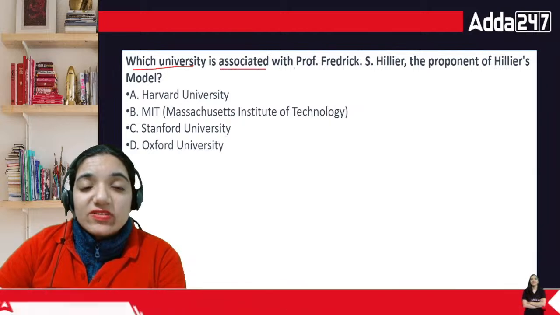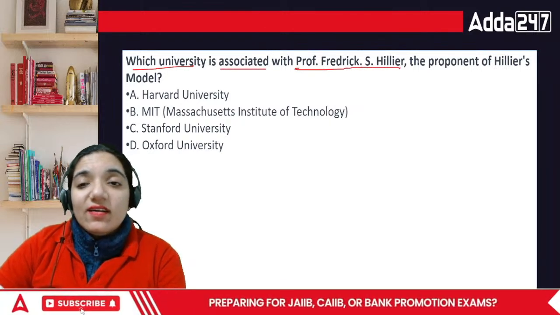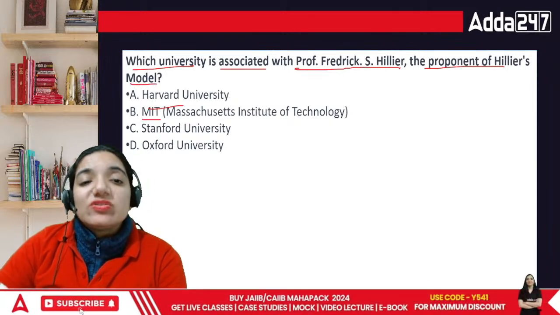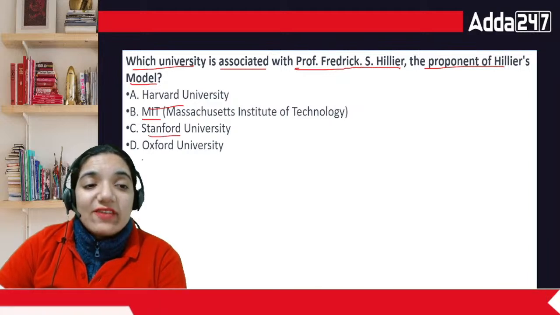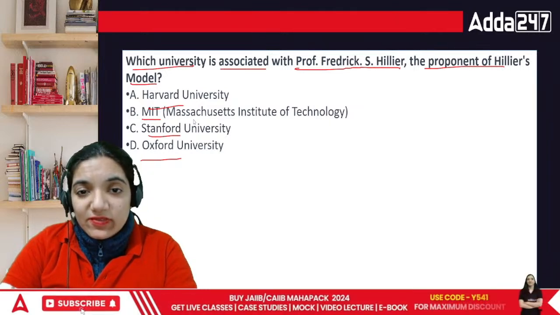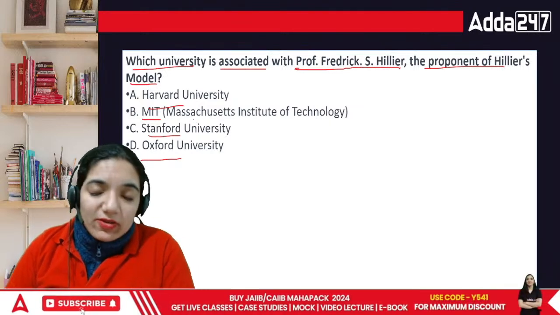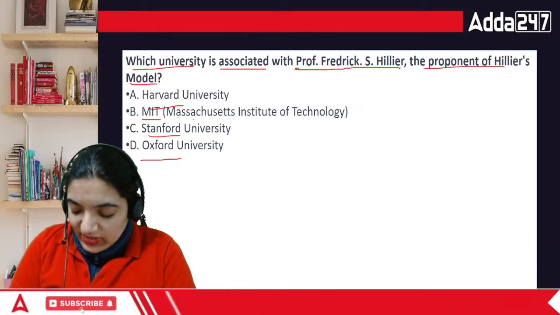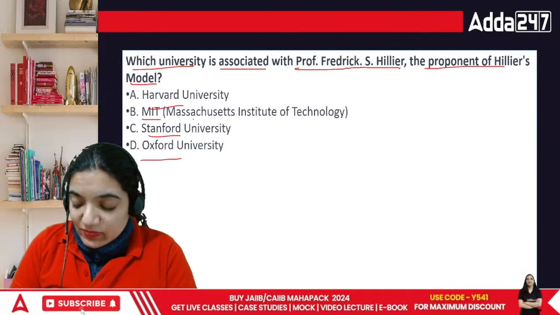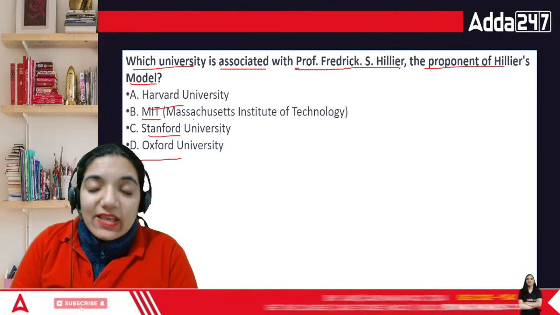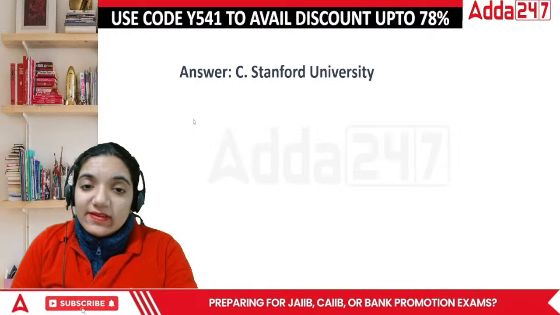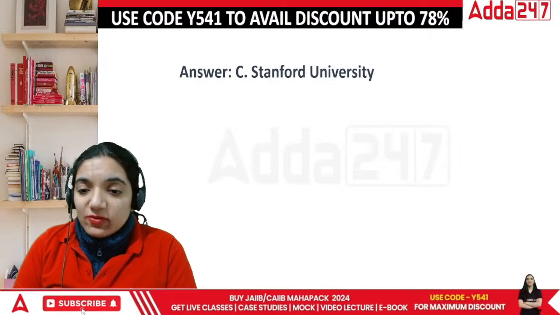Which university is associated with Professor Frederick S. Hillier, the proponent of the Hillier model? Harvard University, MIT, Massachusetts Institute of Technology, Stanford, or Oxford, everyone? This is a pure theory kind of question, but they can actually come up with the name of the person we are supposed to know, the one who initiated or gave this particular idea. So he was from Stanford University, everyone.